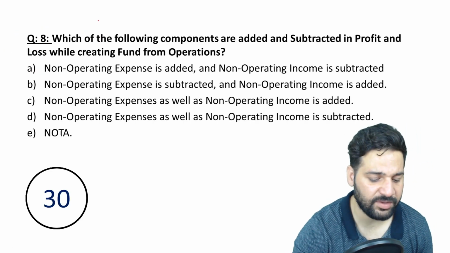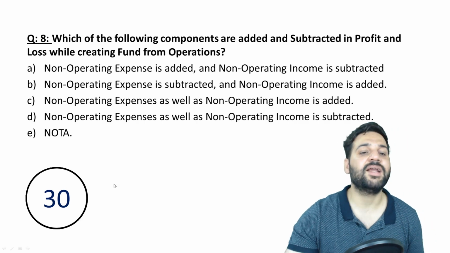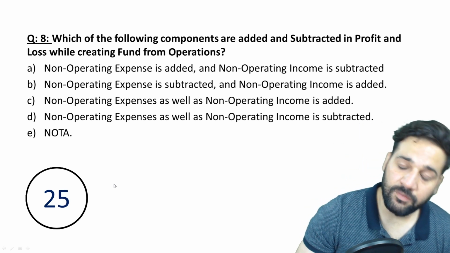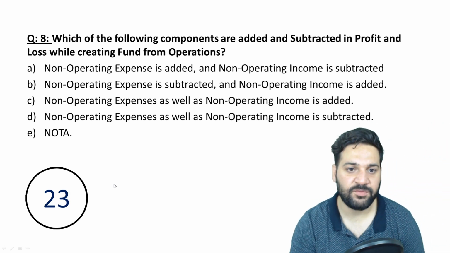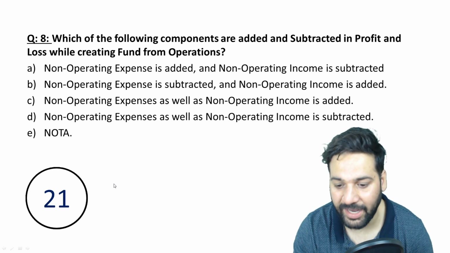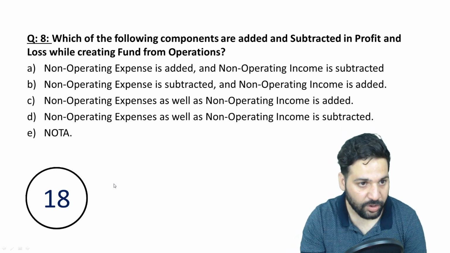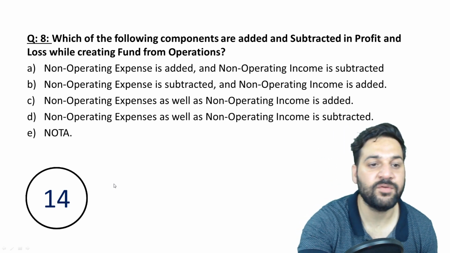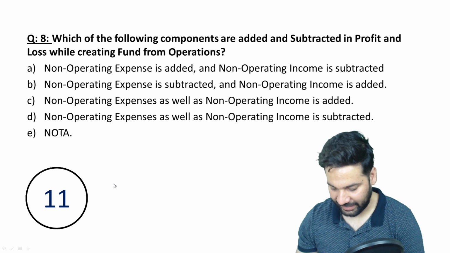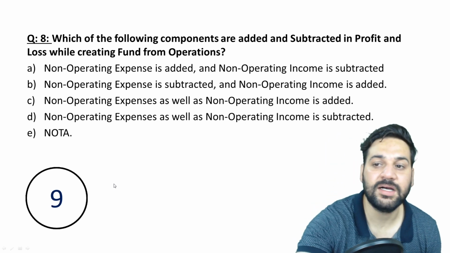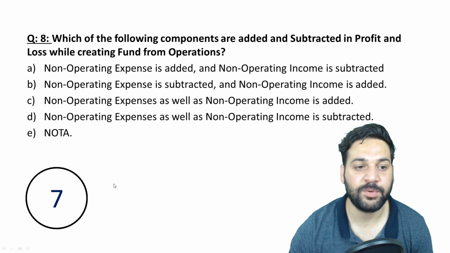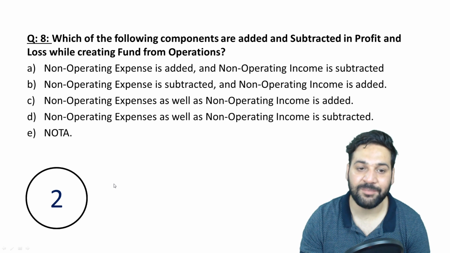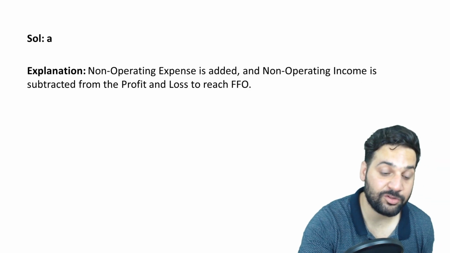Now this one is actually very important. You'll get 30 seconds to read and answer questions of this kind. Very important question from fund flow statement. Which of the following components are added and subtracted in profit and loss while creating funds from operations? Non-operating expenses is added, non-operating income is subtracted. So which one is actually correct?